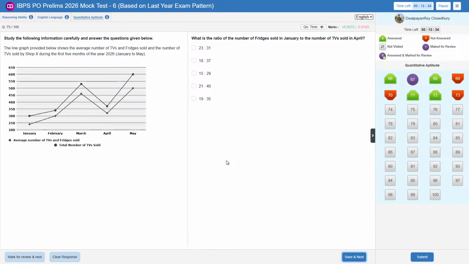What is the ratio of the total number of fridges sold in January to TVs in April? Fridge in January is 180. Only one ratio is 15 is also there. And TV in April 370. 18 is to 37. Okay.